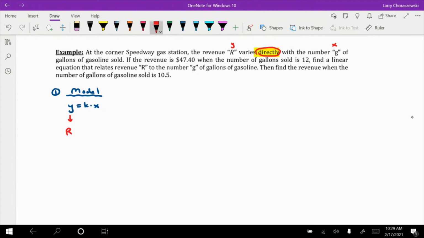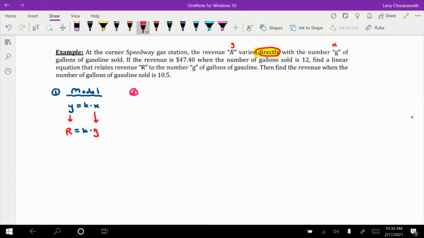So y gets replaced with R, k stays as k, but x gets replaced by G. Okay, everybody good with that? All right, there's my hack for you.